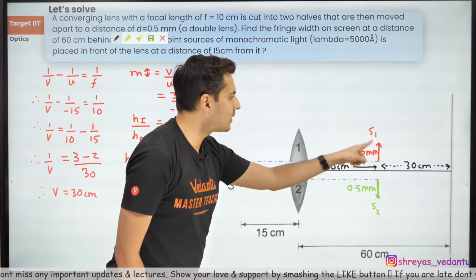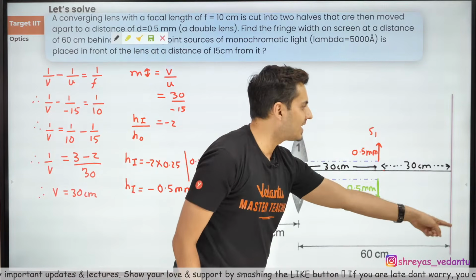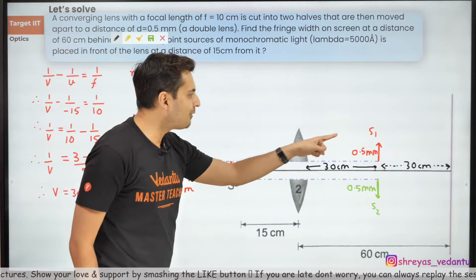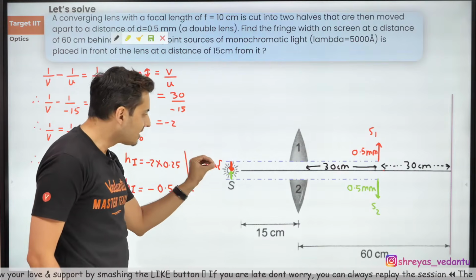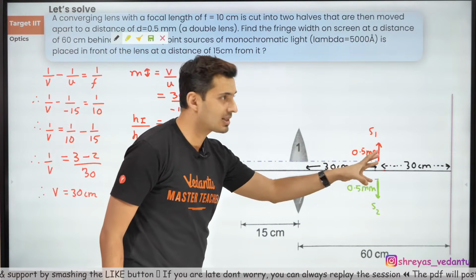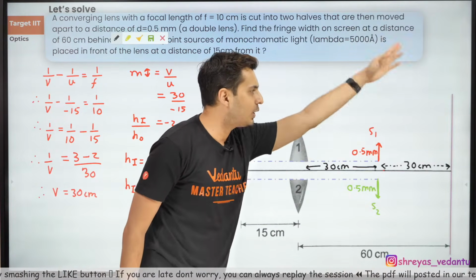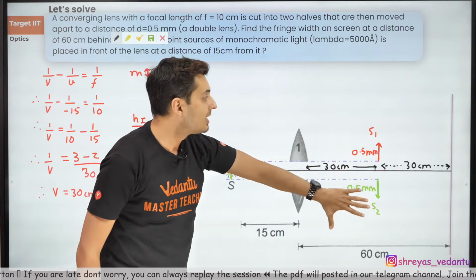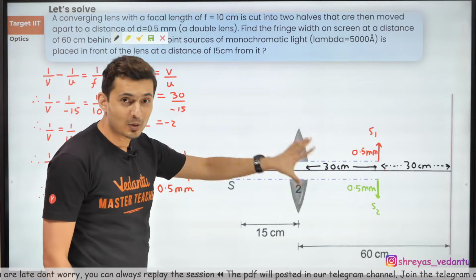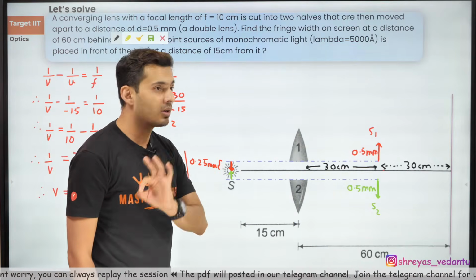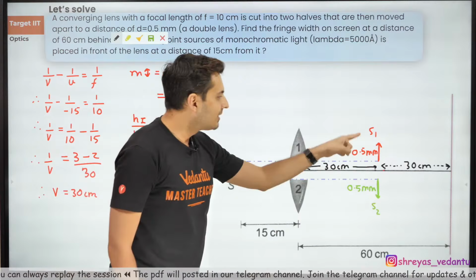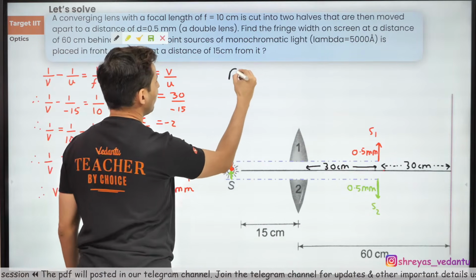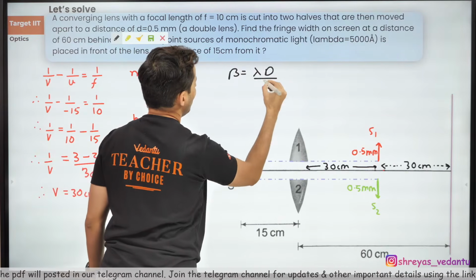Now you have two sources. You have a screen and the distance. That's it. You know what to do now. You have got two coherent sources derived from the same point source, which will create a fringe pattern on the screen. This is exactly like Young's double slit experiment, just that this part looks a little bit more tedious and complex than your usual setup. Now these two coherent sources will produce a fringe pattern of width lambda D by d.